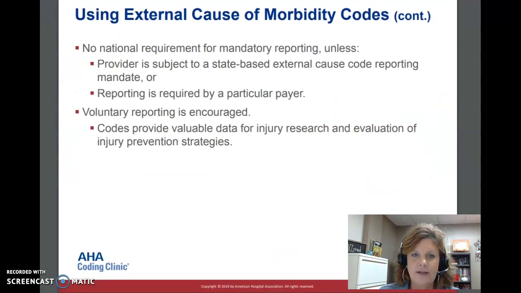Okay, so again, there's no national requirement for mandatory reporting unless the provider is subject to a state-based external cause reporting mandate. Reporting sometimes is required by a particular payer, so it depends what Blue Cross Blue Shield says, Medicare says. Usually with Medicare, we don't have to do these external cause codes.